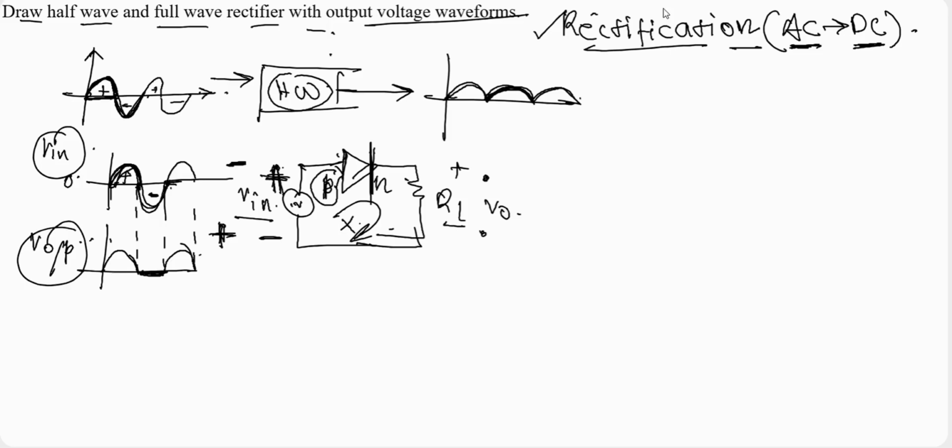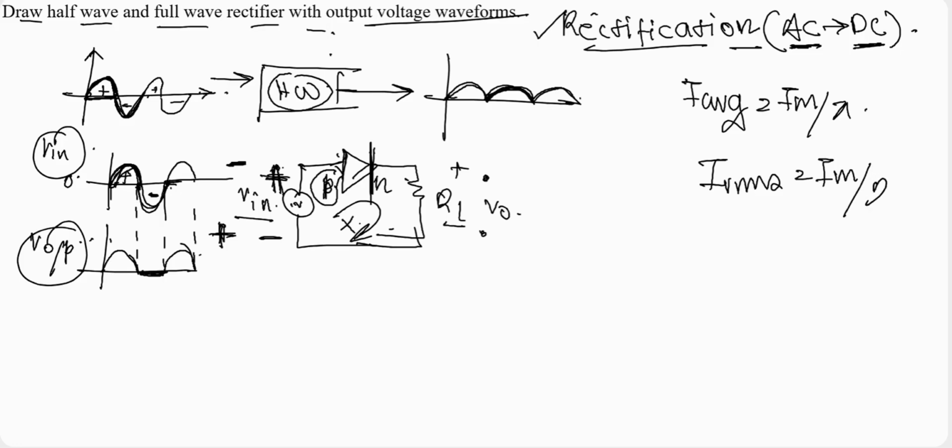The peak current or average current in the half wave rectification process is I average, which is equal to Im by pi, and the RMS value I RMS is equal to Im by 2. Okay. So there is the average value and RMS value. And one thing we need to know is the ripple factor. Okay. Ripple factor. Now, what is the ripple factor?